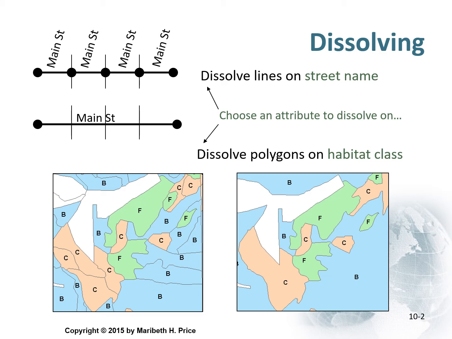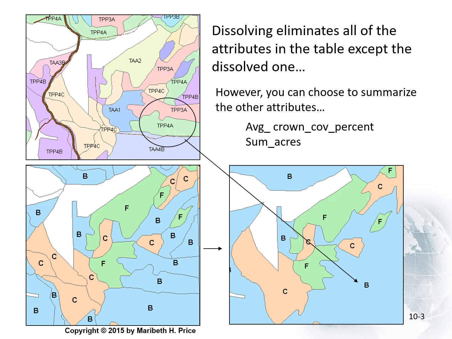And so for example, if you had certain values that you could select from, you could dissolve on and create any number of features that way. So it eliminates all of the attributes in the table except for the dissolve one, but you can summarize other attributes if you like. And so if you do the dissolve, it's going to just give you that feature. If you want the other information, you got to kind of work for it.